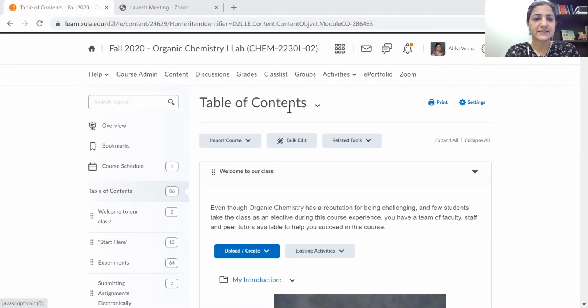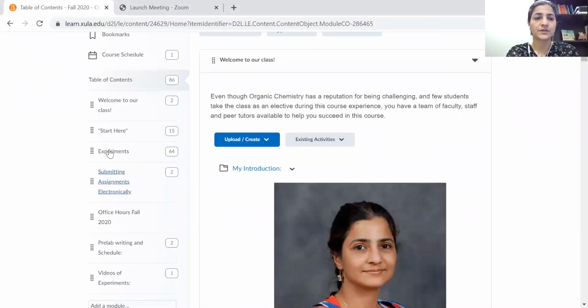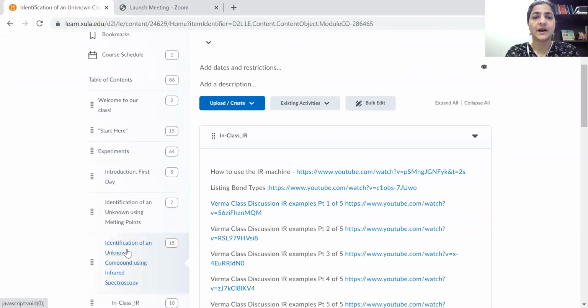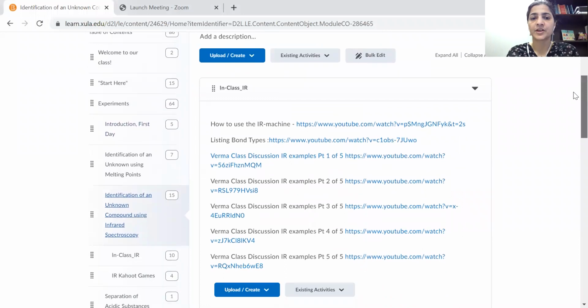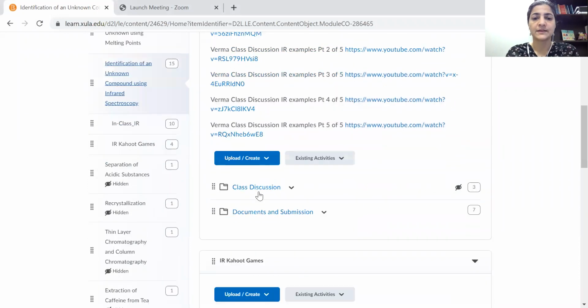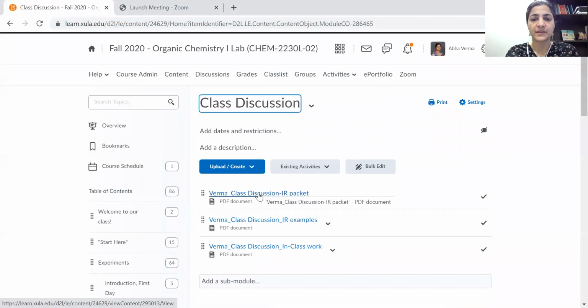In the table of contents, you will go to experiments, followed by the IR folder. You will see here the in-class IR with class discussions and all the documents that you will need for your information.